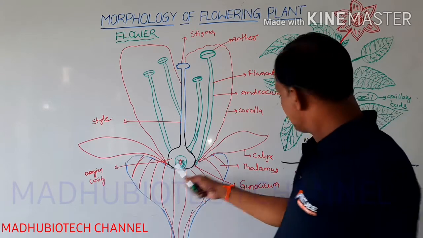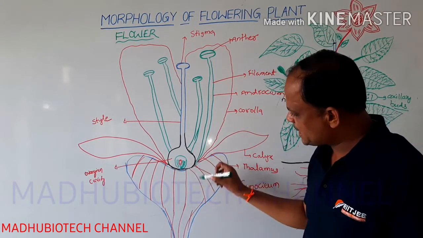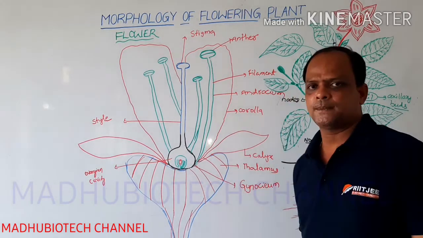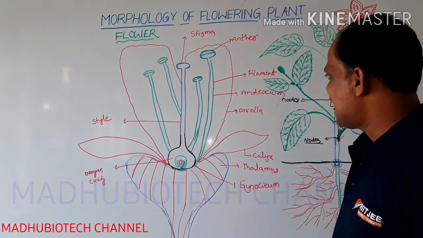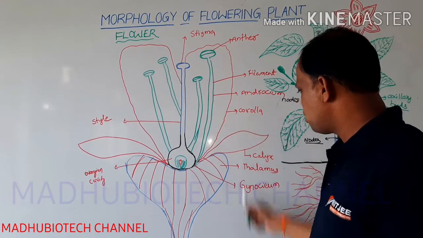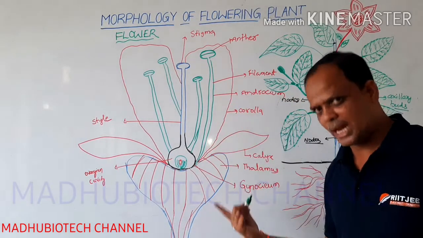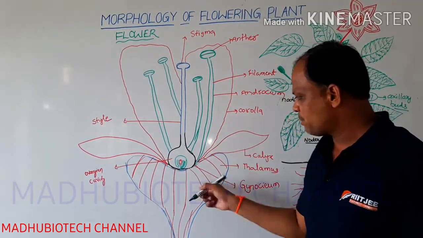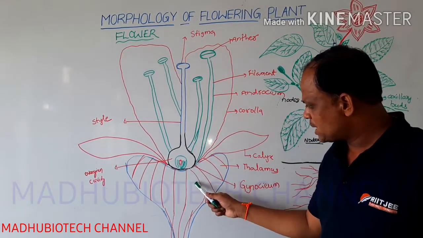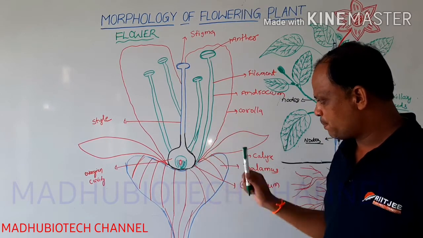The stem contains nodes and internodes. At the place of these nodes, the thalamus bears four types of parts: calyx, corolla, androecium and gynoecium. These are the four parts, and they are arranged in whorl-like structures. One by one we have to discuss. The condensed part is called the thalamus, and it bears the floral parts.